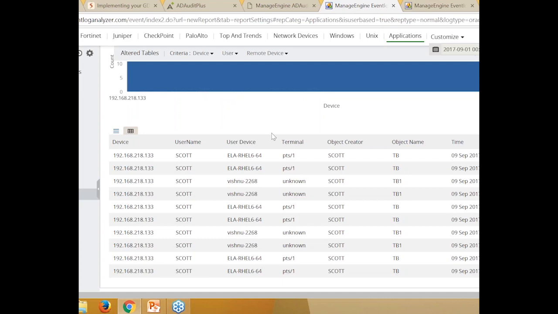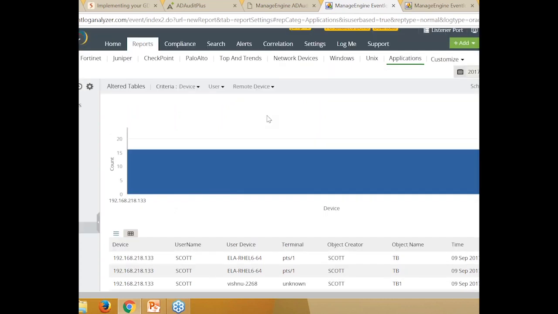Because with a tool like this, not only are you getting pre-configured reports that you can show to your auditor to say that you have all these systems in place, but you can also get real-time alerts so that you can detect if you're experiencing a data breach, and you can quickly take steps to curb it.